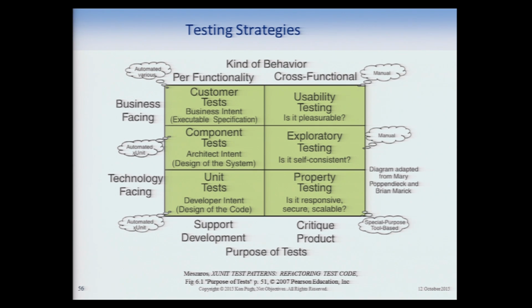These acceptance tests are not everything. They are only a small portion of the picture. Here is a test grid. It actually, well, it's been around for a while. It came from the Poppendiecks and Brian Marick and everything originally. There's our functional test on this side. And there is our cross-functional test.